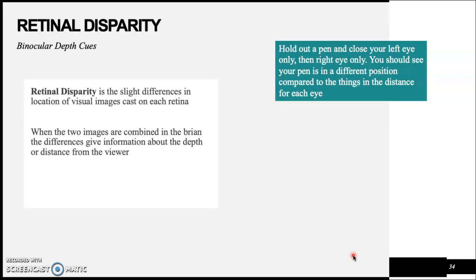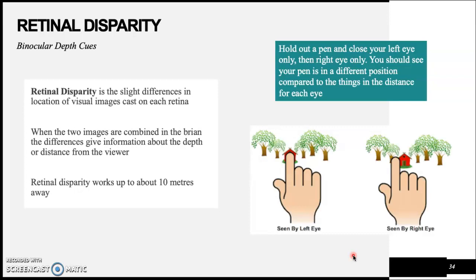So the more there is a difference, the closer something is. The less there is a difference between the two eyes, the further away something is. And this one works up to 10 meters away. So you can do it, as you can see in this picture, with your finger. If you look at it with the left eye, and then you look at it with the right eye, it changes what you can see.